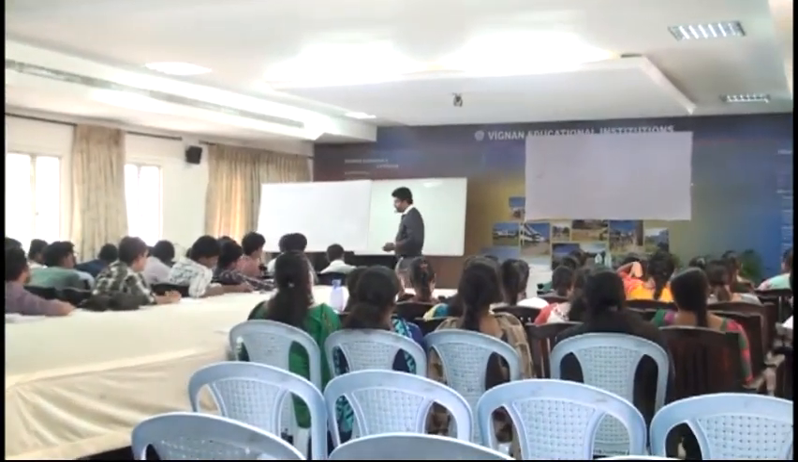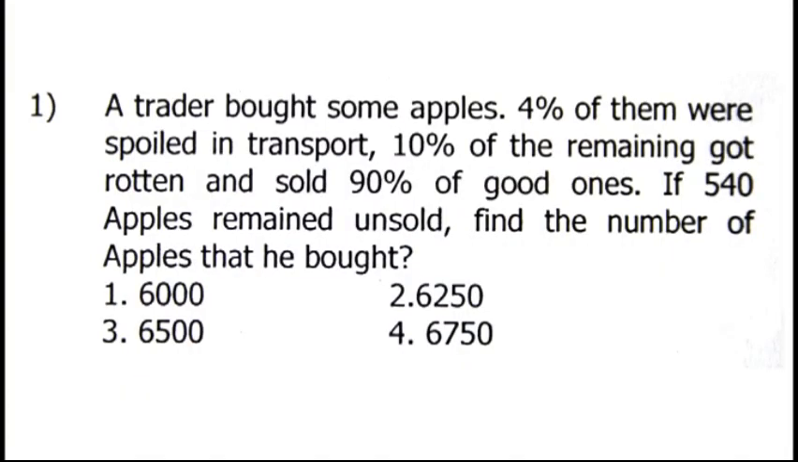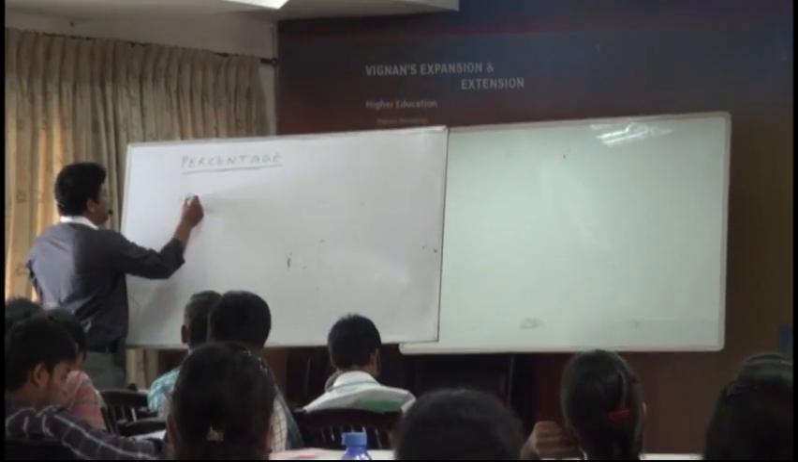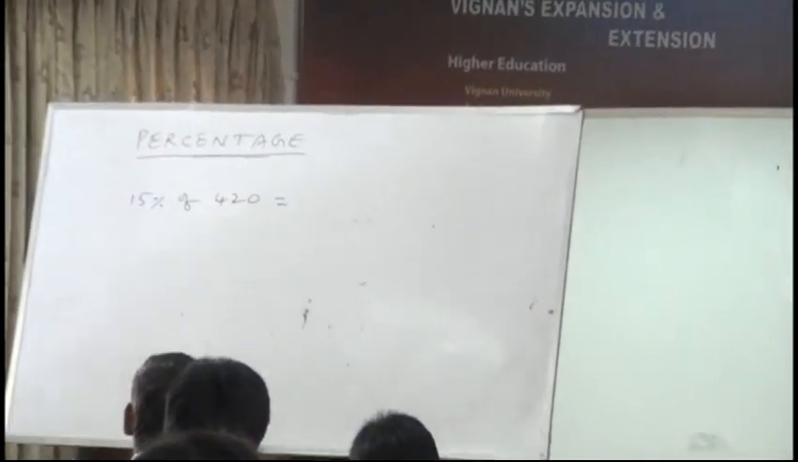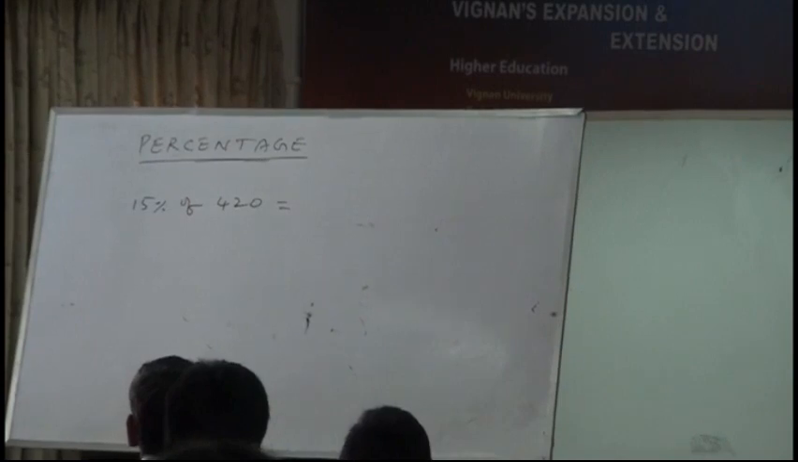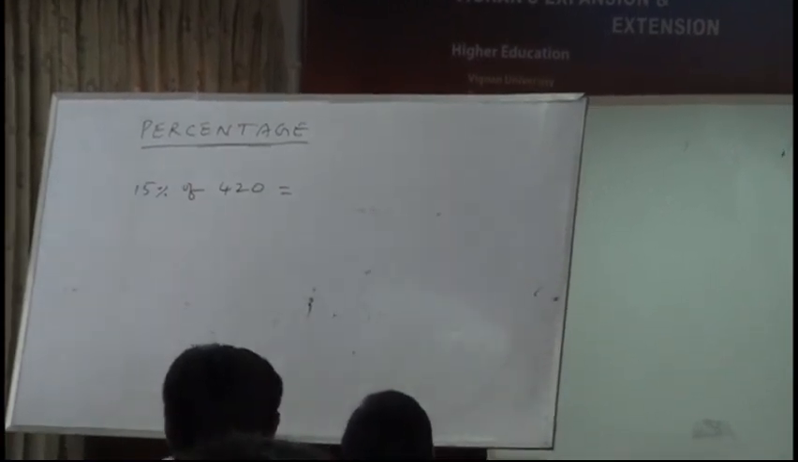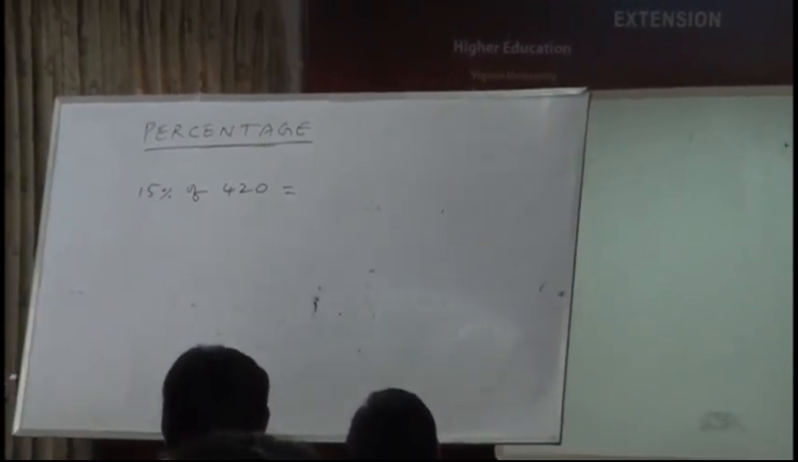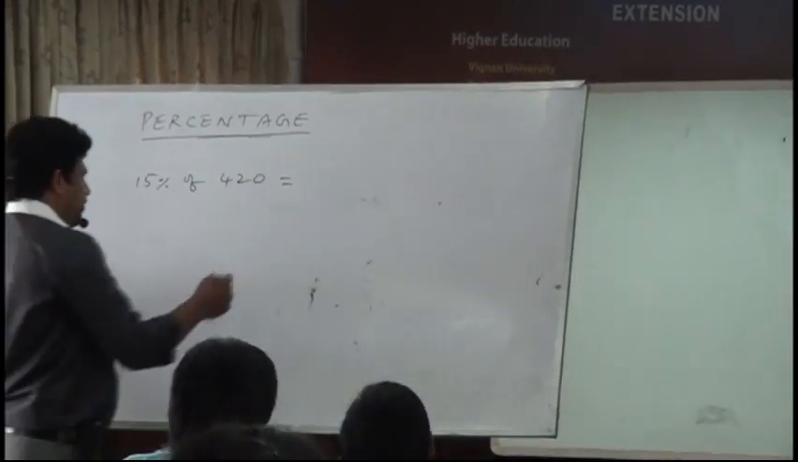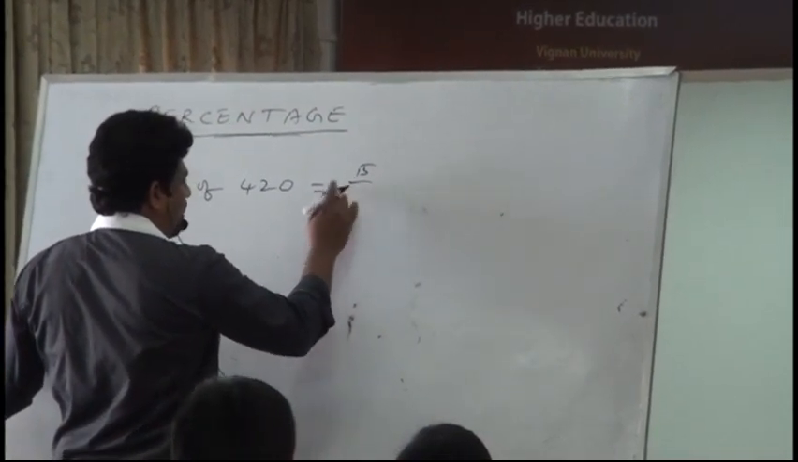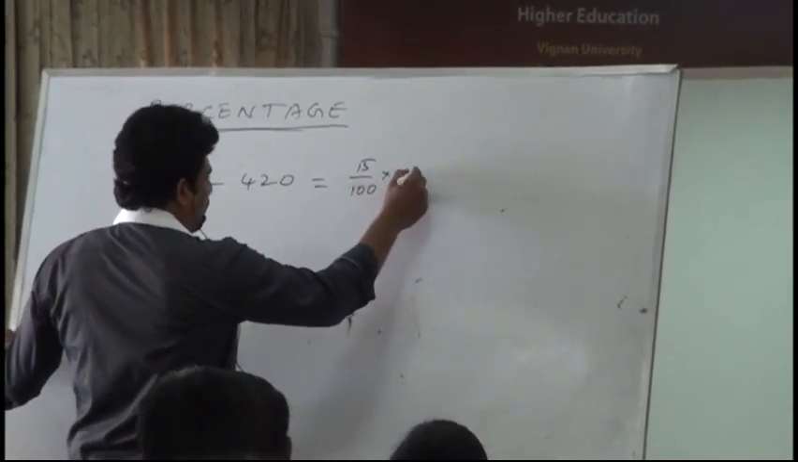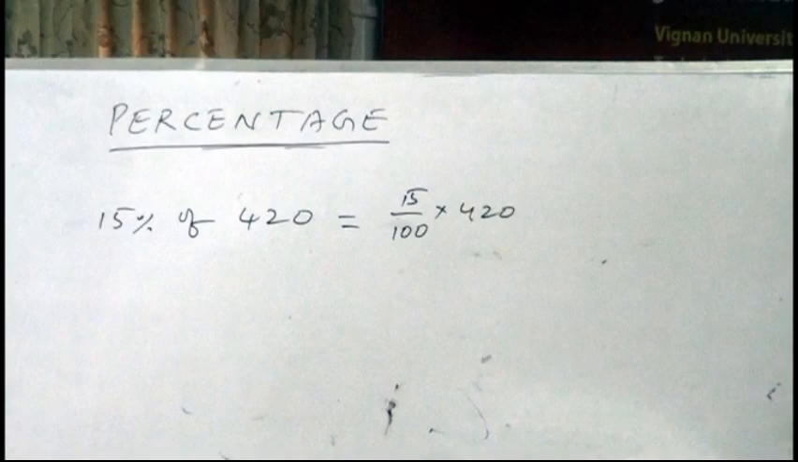So how to calculate? Before we go to this problem, first tell me, what is 15% of 420? How do you calculate a certain percent of a number? For example, 15% of 420. 15 by 100 into 420 will give you that number, right?